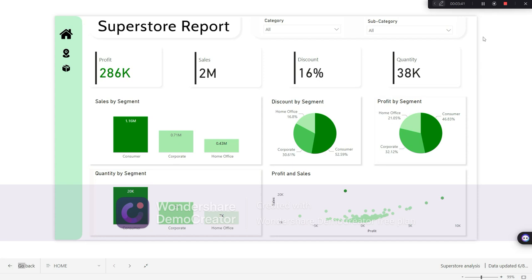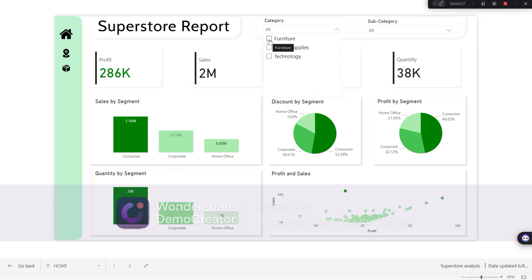We sell 20k quantity to the consumer segment, 12k quantity to the corporate segment, and 7k quantity to the home office segment. And the last chart shows the relation between profit and sales. Now see how it works.